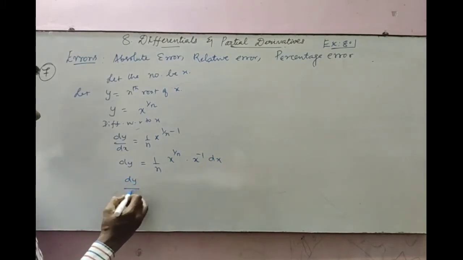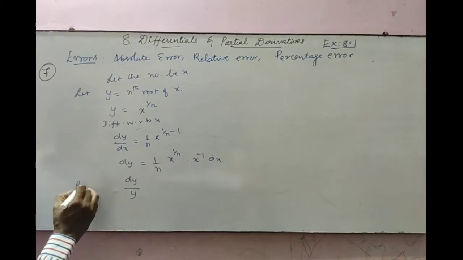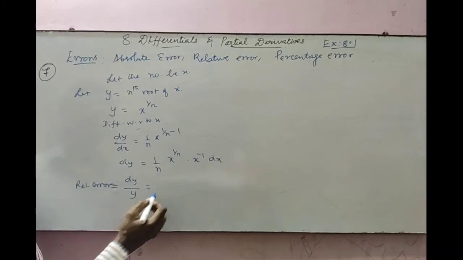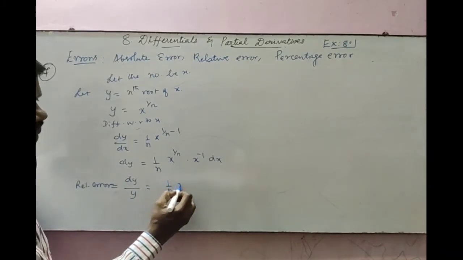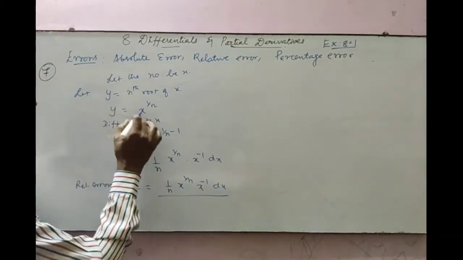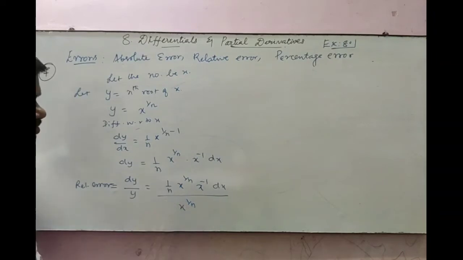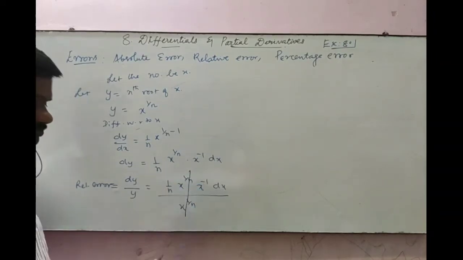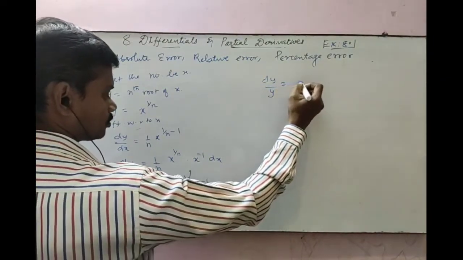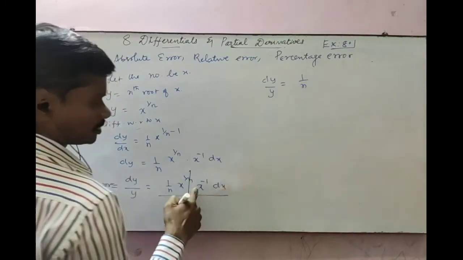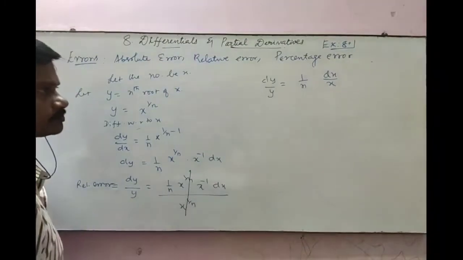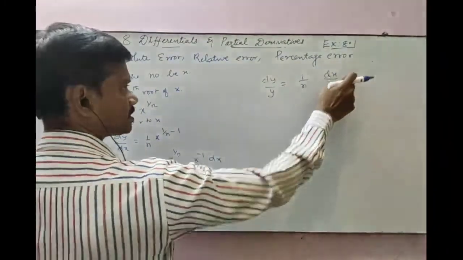So dy by y, that is a relative error. So the relative error is equal to dy by y. If you use the value here, x power 1 by n, x power minus 1 into dx by, what is y here? x power 1 by n. So those two terms get cancelled. So you will get dy by y equal to 1 by n into x power minus 1 can be written as 1 by x, that is dx by x. So dy by y equal to 1 by n times dx by x.